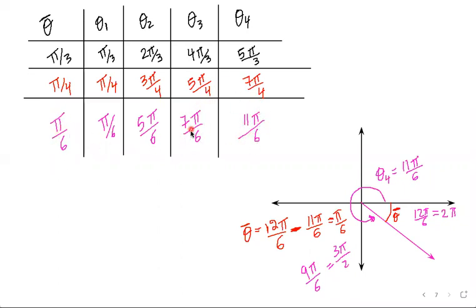For 7 pi over 6, it is the same idea, it will be pi over 6. So all of these angles have the same reference angle. Same thing here, all of these have the same reference angle, and you can check it one by one with the same idea as here. Any question about the reference angle?